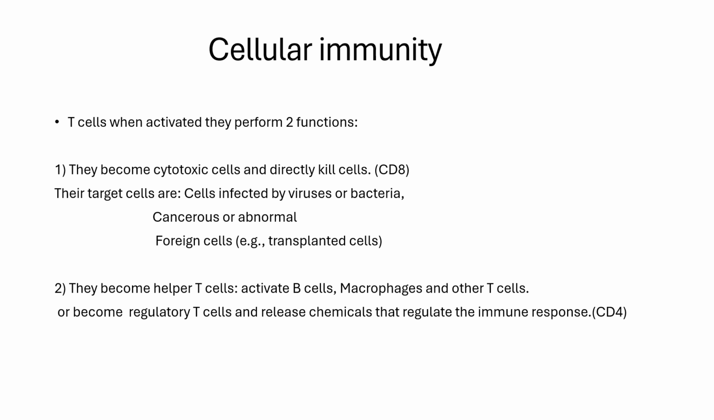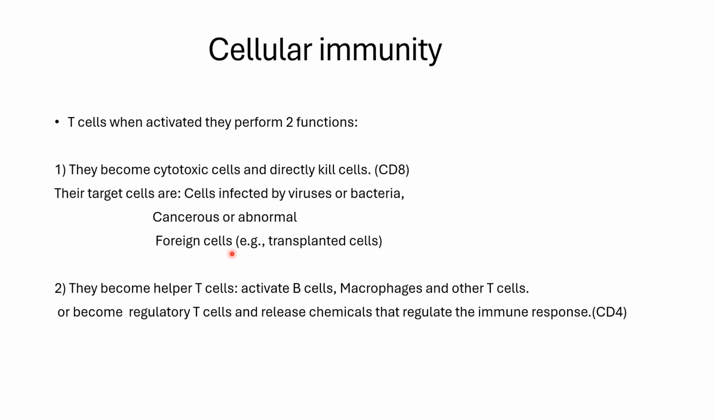Now let's talk about cellular immunity. Cellular immunity is because of the T cells. When T cells are activated, they perform two functions. They become cytotoxic T cells, which have CD8 on their top, and they are the direct killing cells. Their targets are the cells infected by viruses or bacteria, like we read in that chart, the intracellular viruses, and cancer cells, which are killed by the T cells.